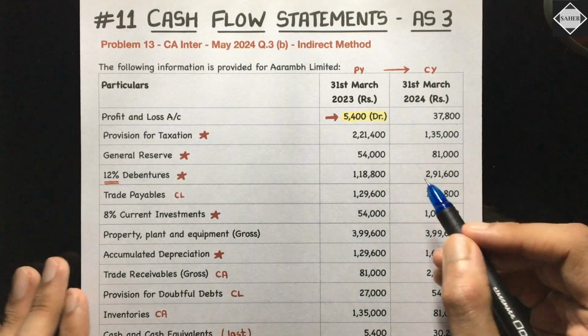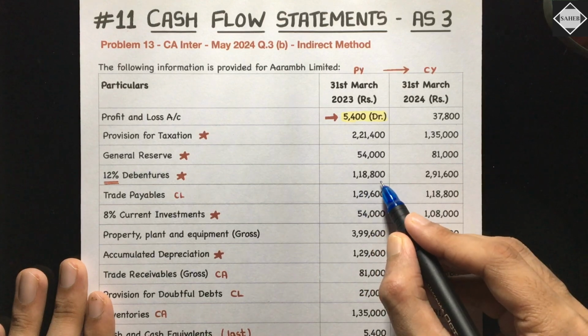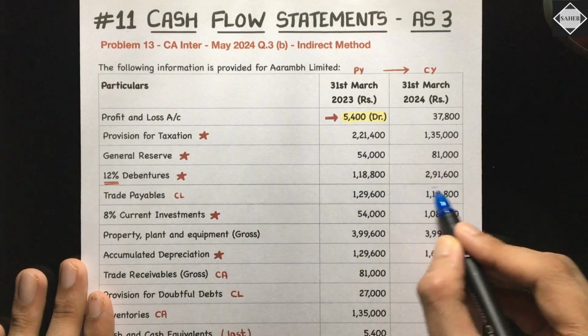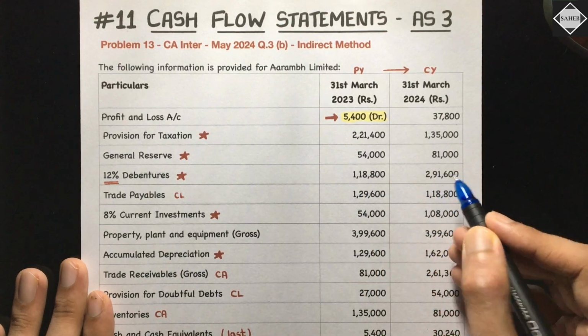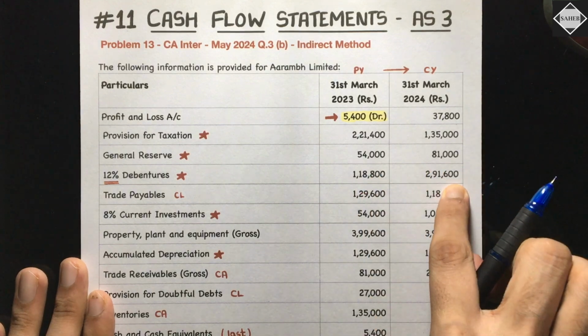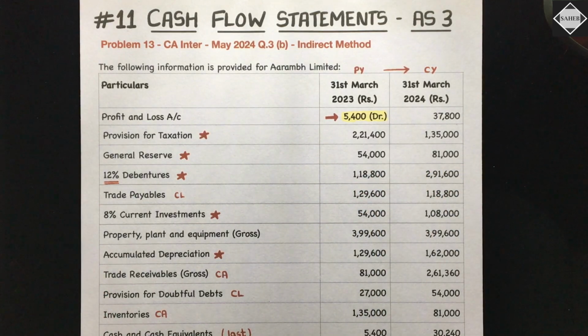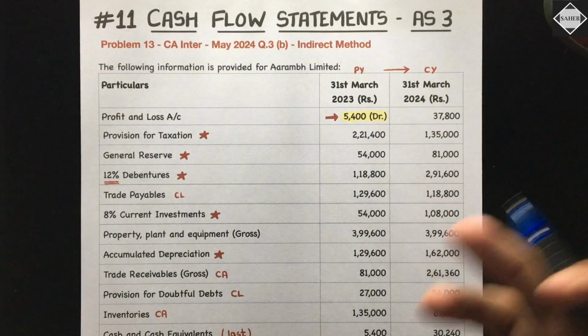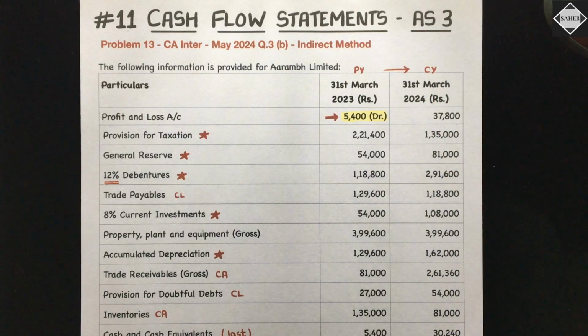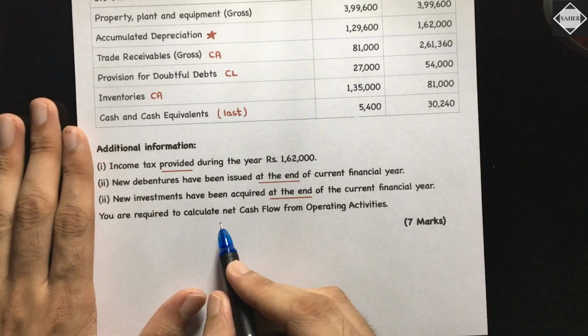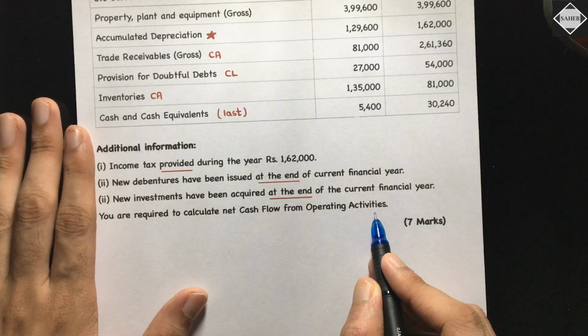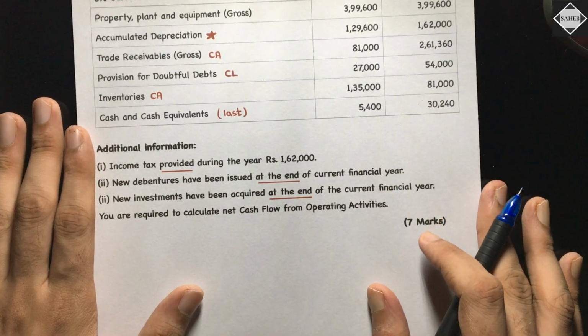Then what is happening to the balance? Opening balance is 1,18,800 and the closing balance is 2,91,600. So debentures have increased. If debentures have increased, and there is no adjustment, then you have to understand that there has been an issue of debentures, isn't it? Yes. If there is an issue of debentures, where will it be considered? In financing activity. But here they have just asked us for cash flow from operating activities. So it's not important for us right now.